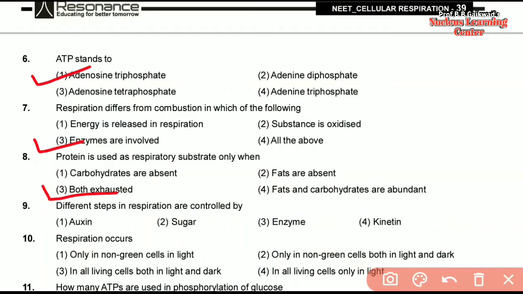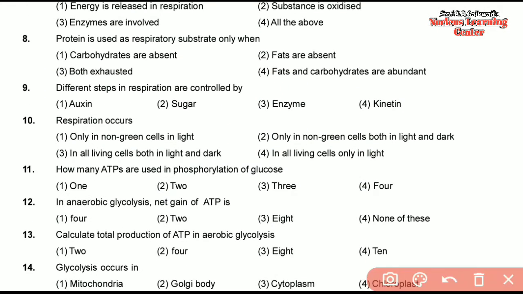Different steps in respiration are controlled by enzymes. Okay, so next MCQ is: respiration occurs in all the living cells, both in light and dark. Next question: how many ATPs are used in phosphorylation of glucose? In phosphorylation of glucose, 2 ATP molecules are used. So 2 ATP molecules are used for the phosphorylation of glucose in glycolysis.